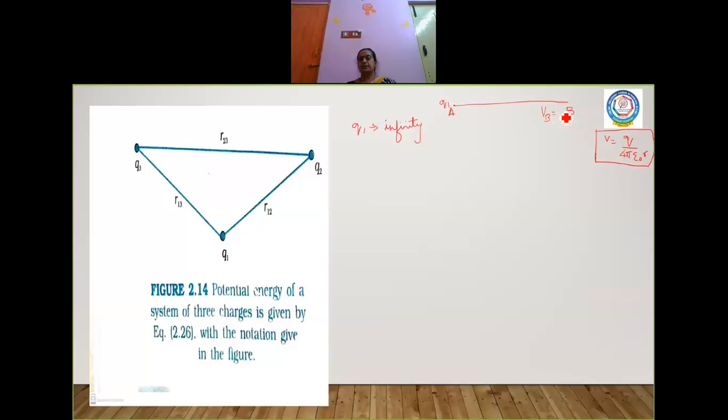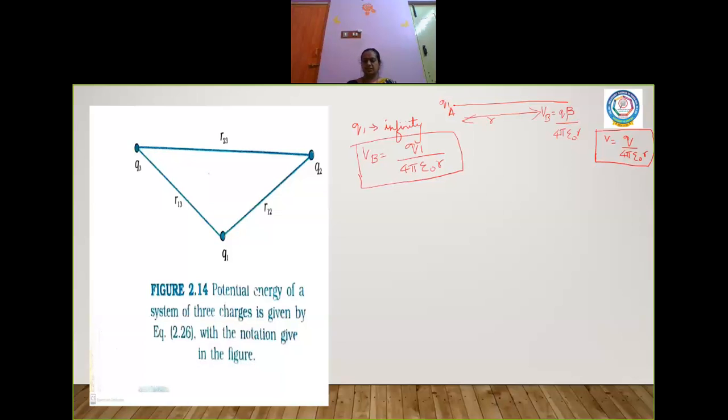Now what is the potential at B? There will be a potential created due to this charge Q1. So potential at B is given as Q1 by 4 pi epsilon naught R. R is the distance between these two points A and B. Yes or no? So potential at B is Q1 by 4 pi epsilon naught R. Now this potential at B is due to the charge Q1 which is at A.